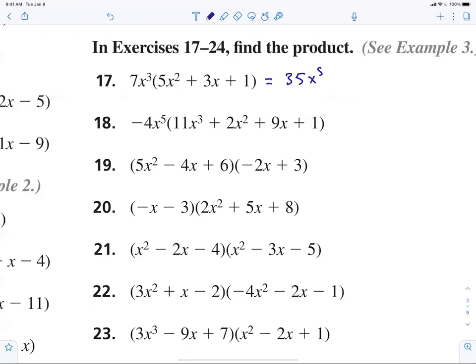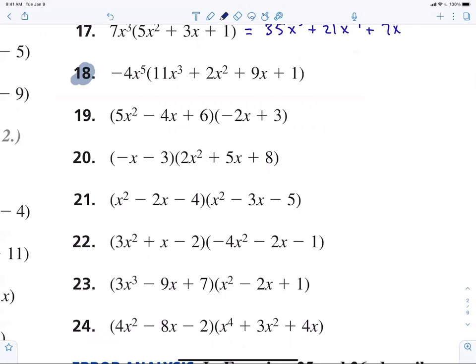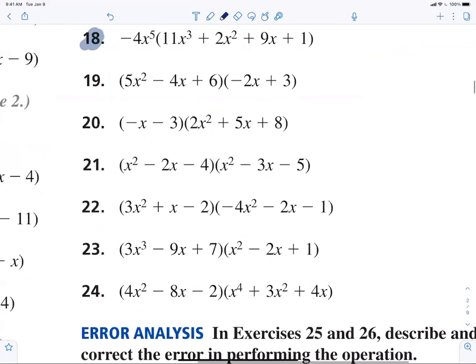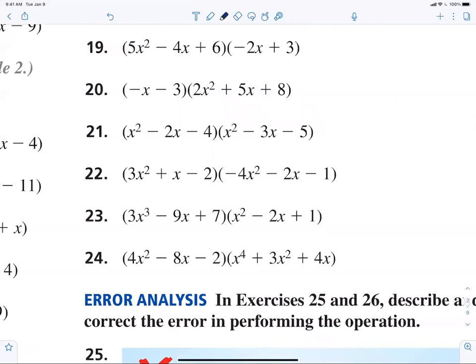5x to the fifth plus 21x to the fourth plus 7x cubed. All right. So that one's easy. All right. So now I know 18 is easy. All right. Now, is 19 a pain? Yeah. Is 21 a pain? Yeah. 21 is really annoying. And what about 23? Yeah. Really annoying. All right. So I'm of the opinion, if I can do 23, then you can do the rest of them. All right. So what we're going to do is we're going to review how to do 23.